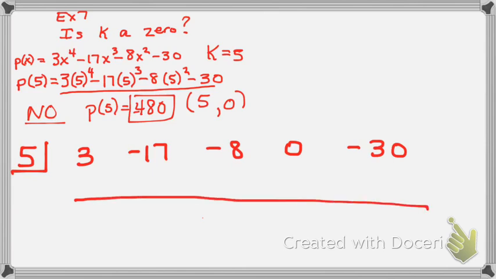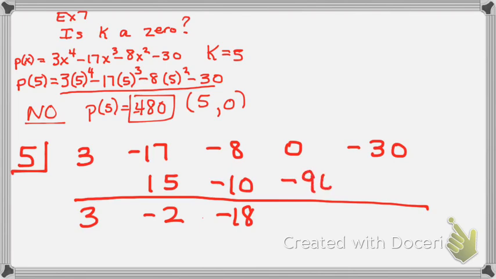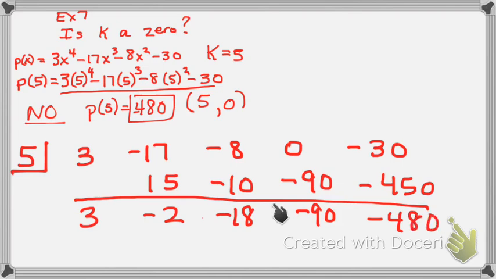What do I do in synthetic division? Drop the 3. I drop the 3. Multiply by 5, I get, what's negative 17 plus 15? Negative 2. What's negative 2 times 5? Negative 10 plus negative 8? Negative 18 times 5. That's a hard one. What's that one? 90? Negative 90 plus 0 would be negative 90. And negative 90 times 5, I'm sorry, negative 450. Negative 450 minus 30? Negative 480. So see what synthetic division does for you?